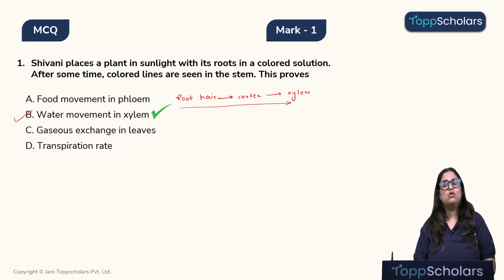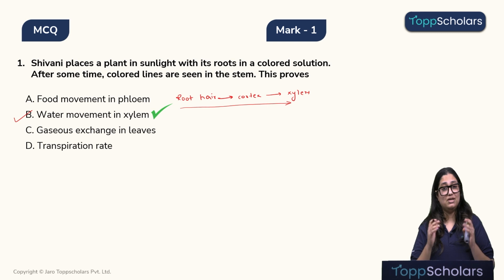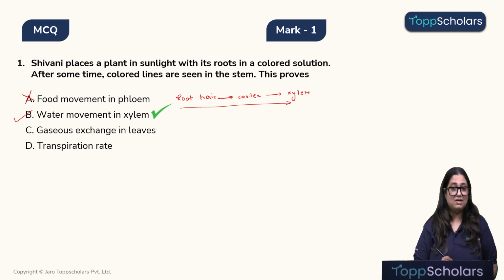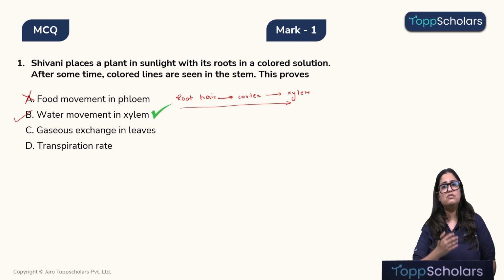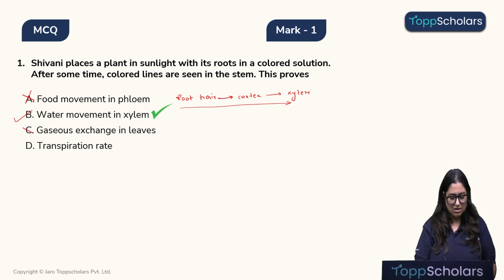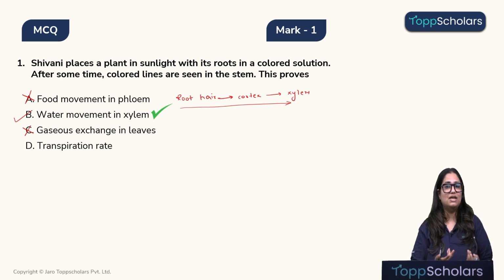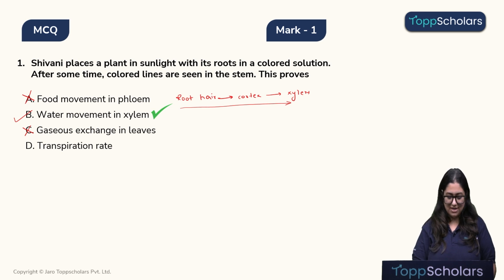Now let's look why the other options are incorrect. Option A says the food movement in the phloem. Clearly there was no food transportation that we were seeing over here in this particular example. Therefore option A cannot be correct. Option C, gaseous exchange in the leaves is responsible for that colorful stem. Absolutely not. The gaseous exchange is simply O2-CO2 exchange. That does not lead to movement of water or this colorful solution. Alright. And even transpiration is an incorrect answer. I hope this was clear. Now let's move on to the next question.